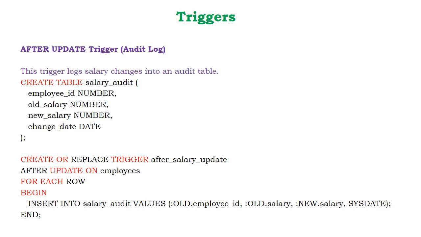Next one is after update trigger, that is audit log. First create one table, for example salary audit, with the fields employee ID, old salary, new salary and change date. And next write the trigger. Create or replace trigger and mention the trigger name, for example, after salary update. When you are going to take action, after update on the table name employee. For each row begin. The statement is insert into salary audit values, employee ID colon old dot salary, colon new dot salary and system date, that will be inserted.